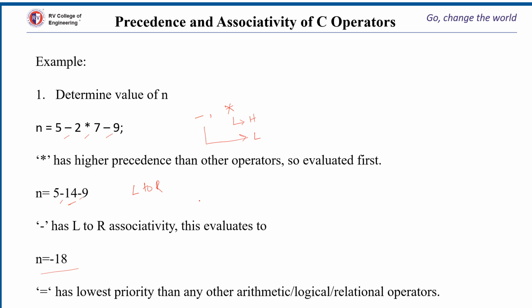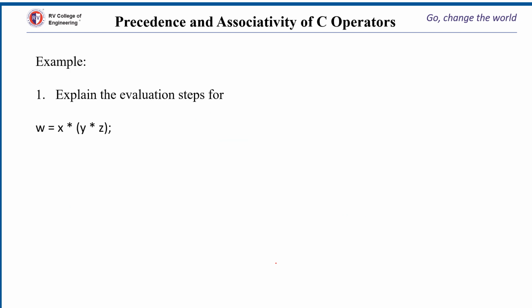Okay, now also remember, equal to is also an operator, and in the table, if you observe, assignment operators have the lowest priority. That means the assignment is always done last. That is assigning your right hand side value to your left hand side, right? Okay. Explain the evaluation steps for this expression w equal to x into y into z.